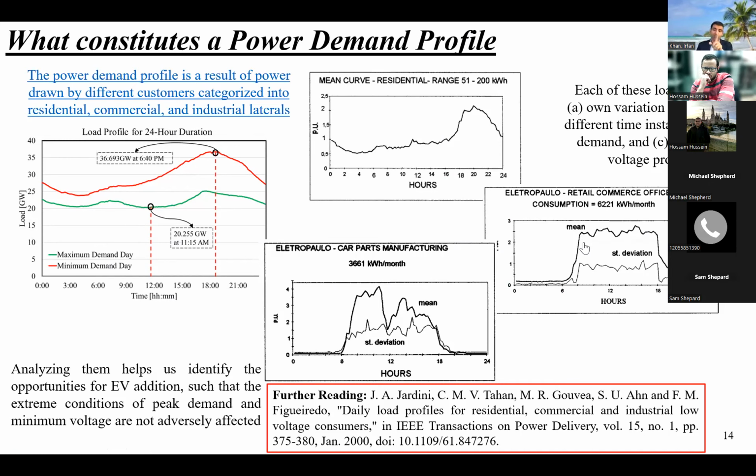And the important thing over here is that these three individual load demands are different. They do not look similar to the overall demand profile. So all these three demands have different profiles. Each of these loads has its own variation pattern, different time instants of peak demands, and resulting voltage profile. Even the voltage profile is different too. So analyzing them individually will help us identify where we can connect EVs, such that extreme conditions of peak demand and minimum voltage are not adversely affected. And these results came from this paper.